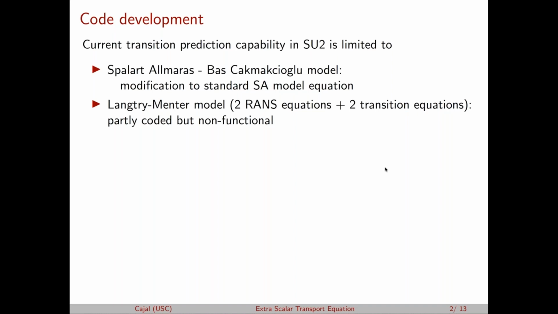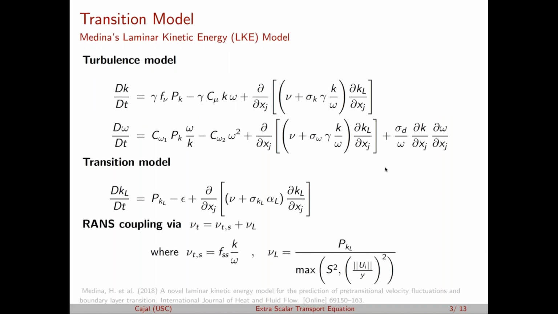Talking about the model that I decided to implement, next slide please, let me first introduce Medina's laminar kinetic energy model. The main idea behind this model is that there exist some pre-transitional velocity fluctuations that appear as 2D traveling waves carrying most of their energy in the streamwise component of the velocity. These fluctuations travel and evolve in space and time, extracting energy from the main flow until an eventual breakdown to a turbulent state. This is supposed to be a standalone model.